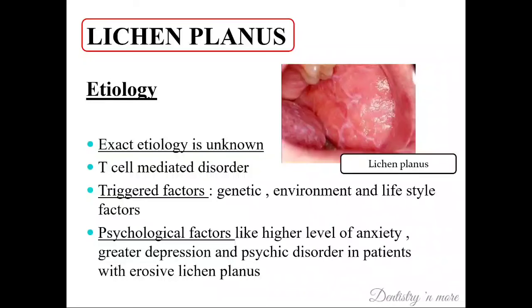The pathogenesis of this T cell mediated disorder is explained well in Burket's itself. You can read it under the red and white lesions chapter, under the lichen planus topic and even in the lichenoid reaction, where there is a picture depicting the etiopathogenesis of how the cytotoxic T cells are affected in this lesion. The triggering factors are genetic, environmental and other lifestyle factors, and psychological factors such as extreme levels of anxiety and stress can also lead to this condition.